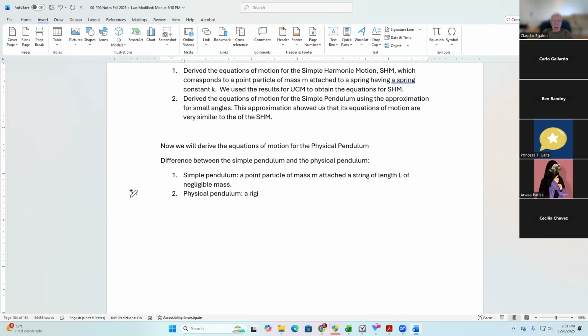Physical pendulum: a rigid body of mass m, moment of inertia I, suspended from a point of the rigid body at a distance L of the center of mass, okay? Center of mass.